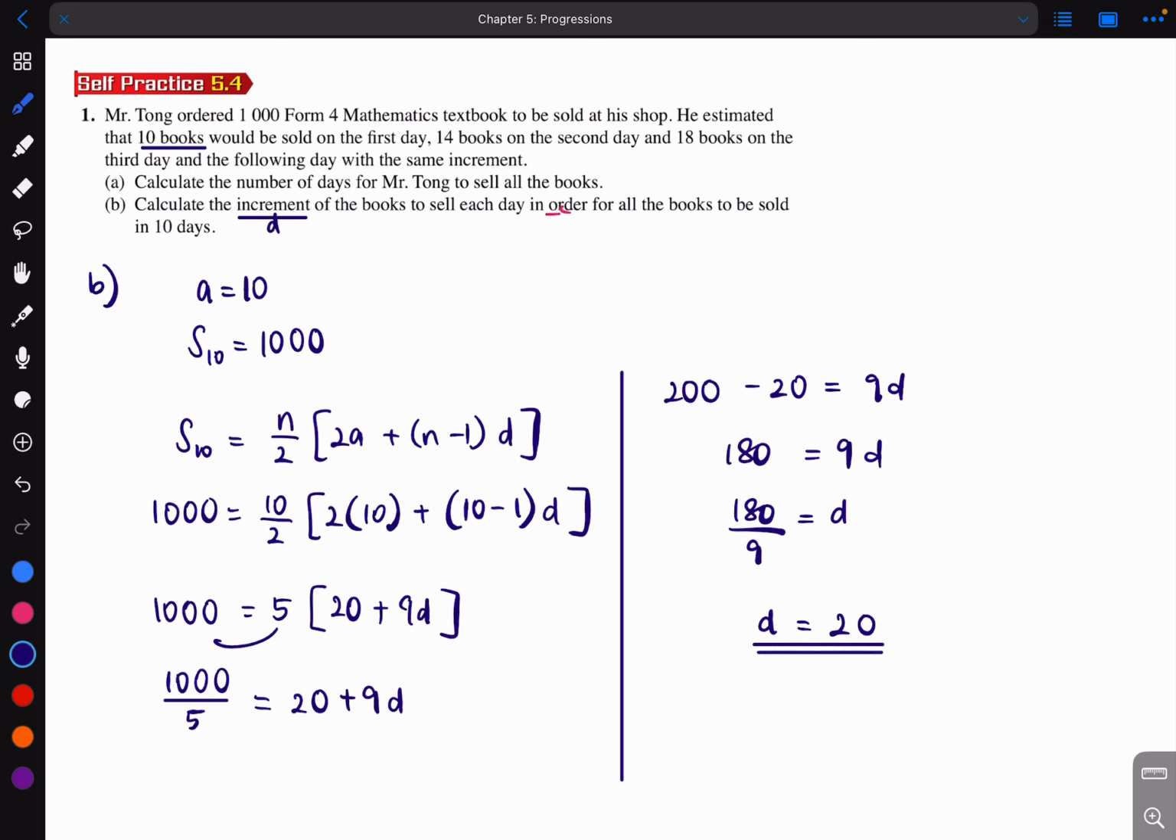So if every day the increment is 20 books, that means first day 10, second day 30, third day 50, fourth day 70. Increment is 20, 20, 20. In 10 days he can sell all the books. So this is when his business is doing a bit well. That's it.